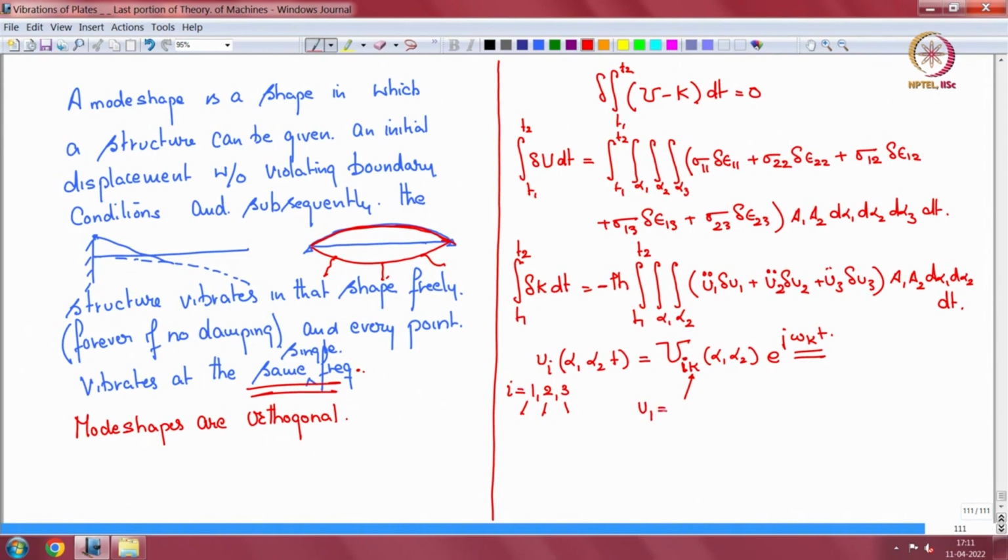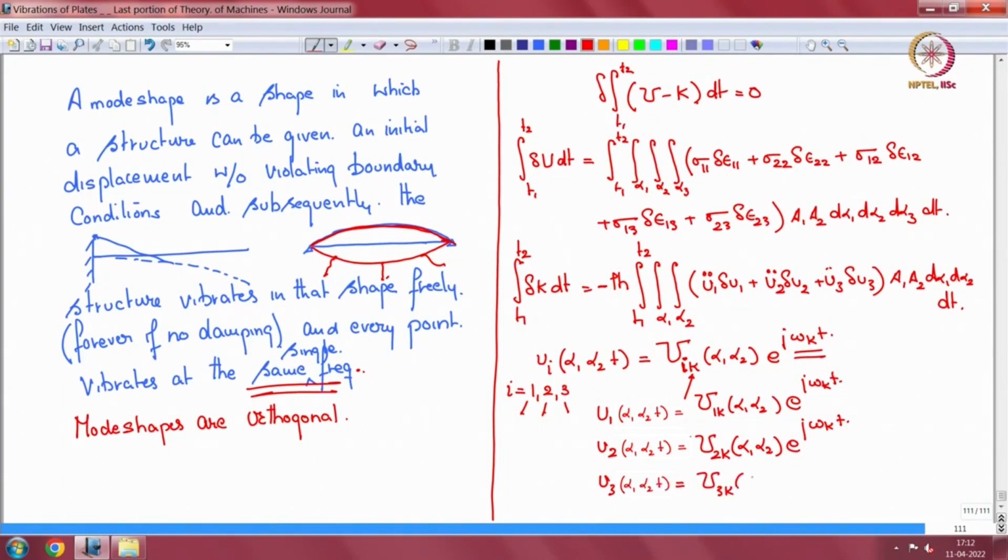That means what? u1 will be equal to U1k in the kth mode, at alpha 1, alpha 2, vibrating at omega k t, at a single point alpha 1, alpha 2 on any shell. The same point will have a u2 movement of capital U2k of alpha 1, alpha 2 at the same frequency, and the same point will have a displacement in the third direction equal to U3k of alpha 1, alpha 2, e to the power of j omega k t.